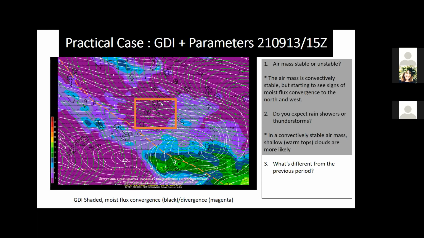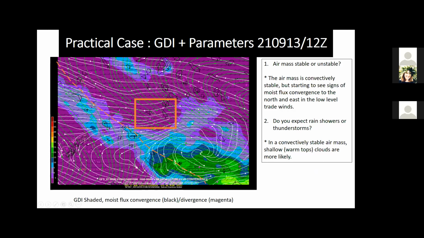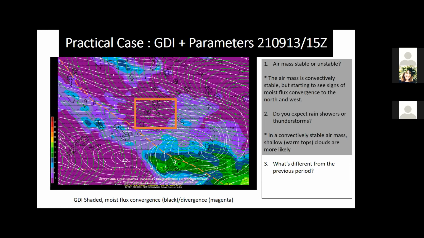Now looking at the next forecast period, this is going to be at 15 UTC, so 3 hours later. Notice what changed from the previous forecast. If we go back to the previous one, notice where the trough was before, and look where the trough is now. Notice that the trough is approaching. The closer the upper level trough gets, the more unstable the air mass is going to become.